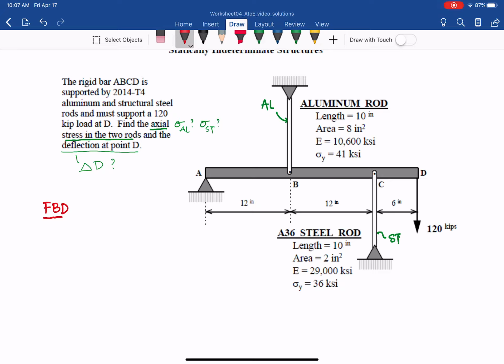Similarly, at C, since the steel rod has to be in compression, the force applied on that rod has to go into the section.